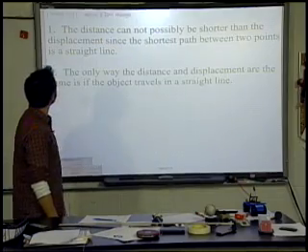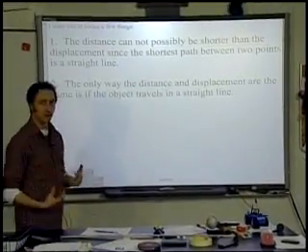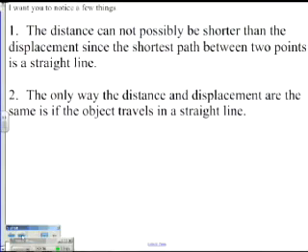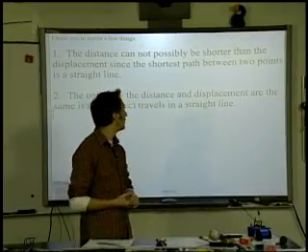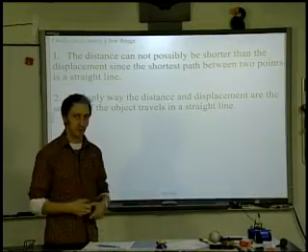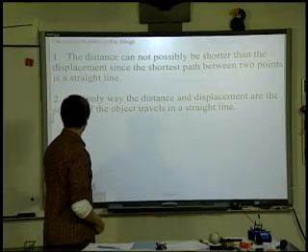Well, let's notice a couple things. First of all, as I just said a second ago, the distance can't be shorter than the displacement because the displacement's always a straight line, which is by definition the shortest distance. All right? And the only way that the distance and displacement are the same is if the object travels in a straight line. Okay? So that's going to be our jumping off point. The first example I'm going to do is where your object travels in a straight line. So let's do that.